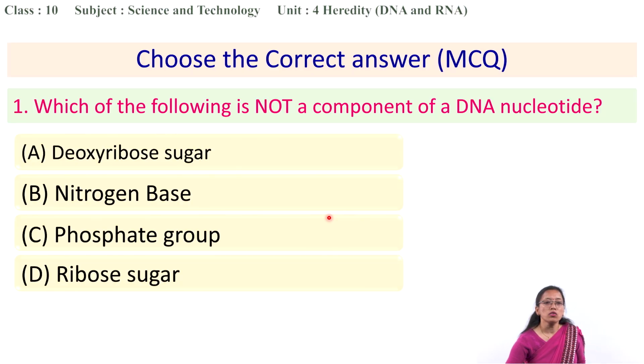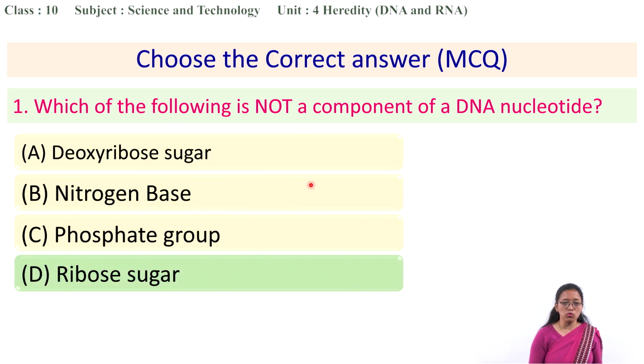Now we have discussed so many things about the DNA and RNA. Now let's check our knowledge through certain questions. First question is, which of the following is not a component of DNA nucleotide? We have discussed the DNA nucleotide. There is deoxyribose sugar, nitrogen base, phosphate group, and ribose sugar. Which one is not the component of DNA nucleotide? Can you say? Yes, it is ribose sugar.